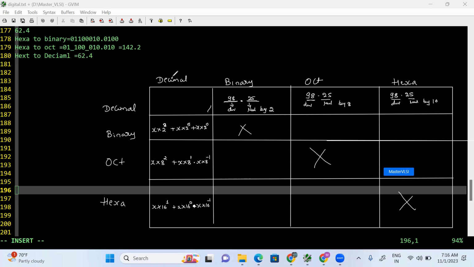To achieve a decimal, multiply by 2, 8, 16. Okay. Next. Now, binary to binary, leave it. Binary to octa, you come now.